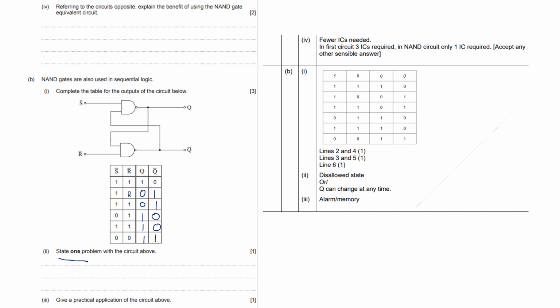You can see on that first one there, fewer chips needed, ICs. You could write microchips. You'll be fine with that.